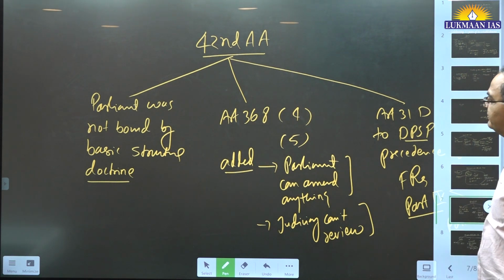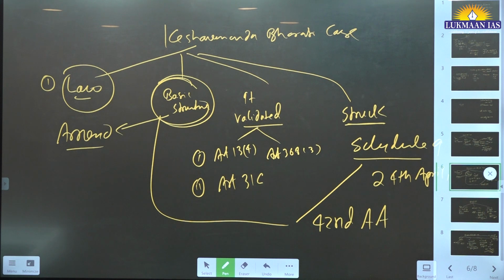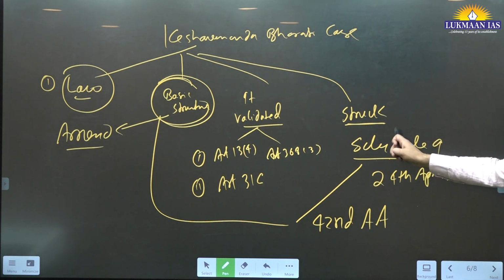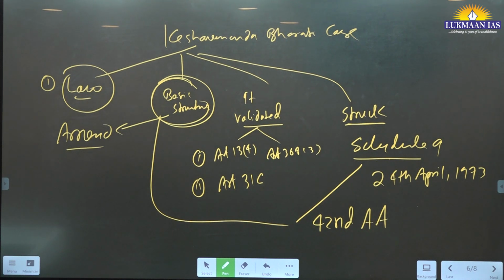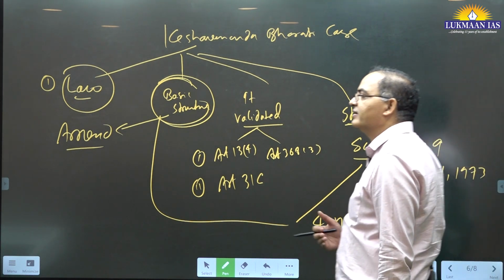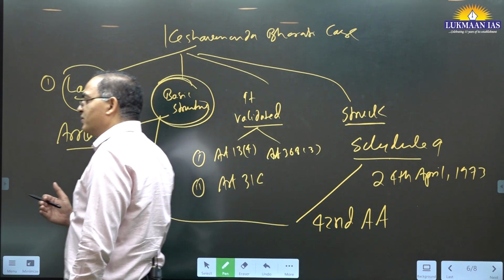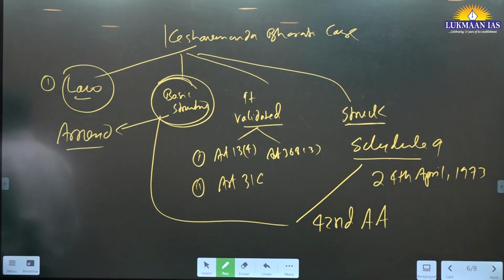And so in 31B, when they say any law kept under Schedule 9 will not be subject to judicial review, that was also struck out. Yes, any law kept under Schedule 9 will not be subject to judicial review. Was it? Yes, it was struck. 31, 31A, 31B, 31C, they are valid. This 31D was invalidated.